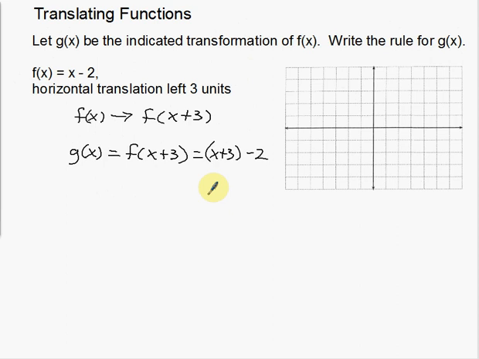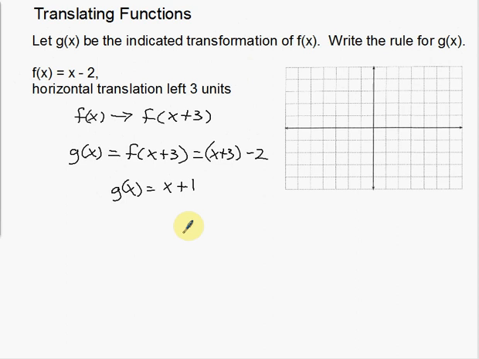So my new g of x function is going to be, now I don't need these parentheses there. There's no number out front to distribute or anything like that. So actually this is going to be x plus 1. A positive 3 and a negative 2 makes a positive 1. So that's the equation for my new line.